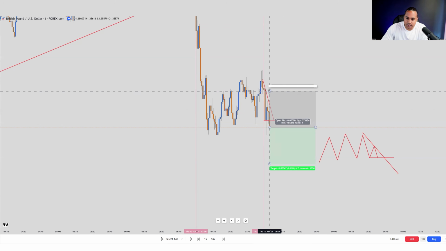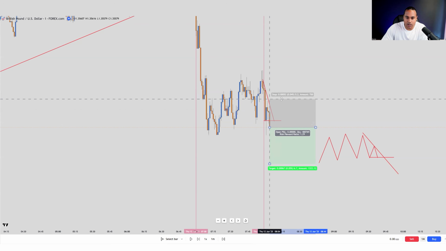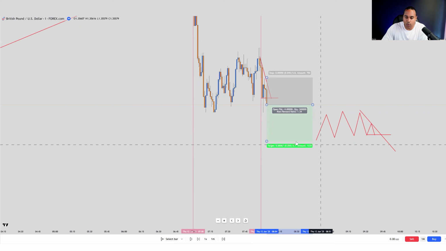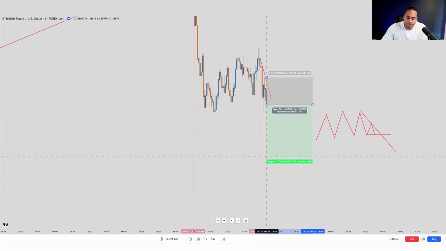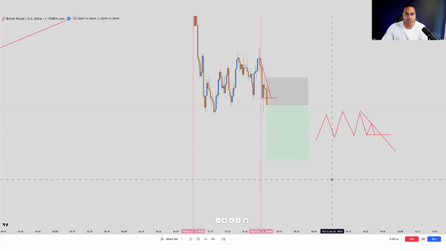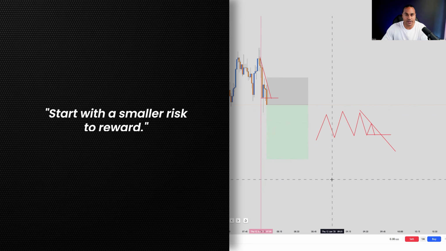So what I want to be doing is placing my stop loss above the high where the lower high is formed. And I want to be targeting a 1 to 2 risk reward ratio. Now, it is entirely up to you what you target. You can go for more, you can go for less, but I would suggest everybody who's starting out using the strategy to start with a smaller risk to reward.